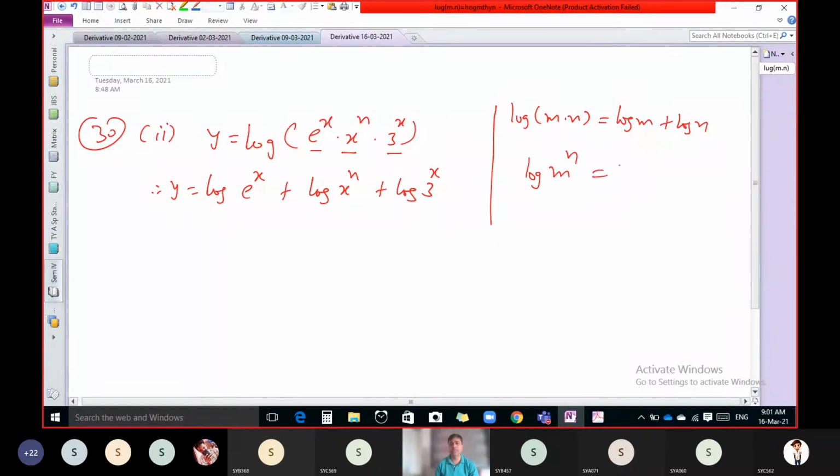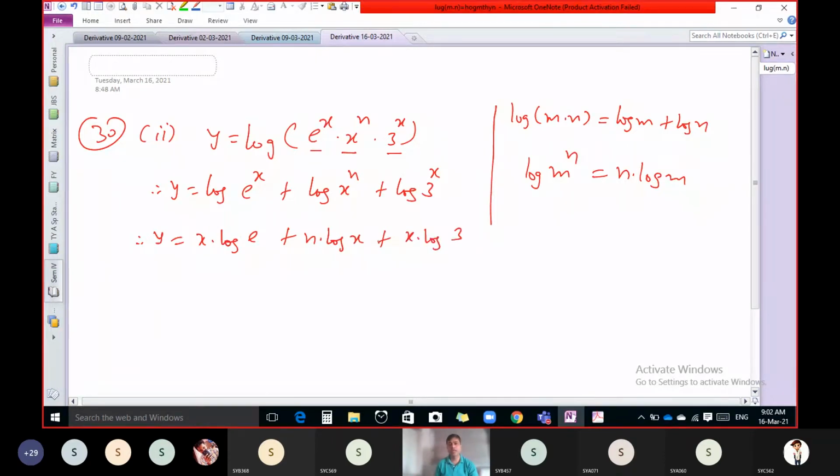What is the simplification? What is the rule for this? Any of you know? n log m. Yes, n into log m. So you can write the power here and multiply with log m. So tell me the expansion of this. It is nothing but x into log e plus n into log x plus x into log 3.